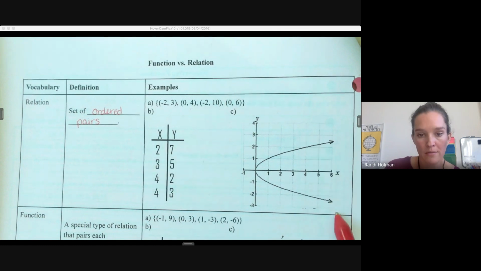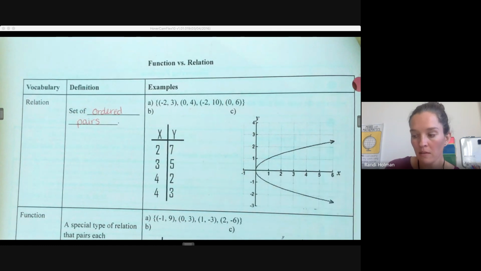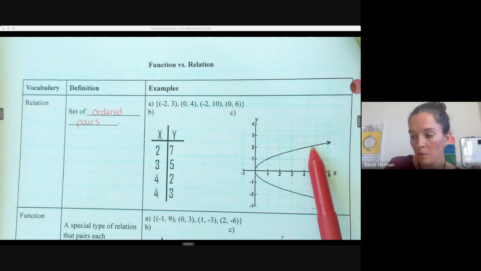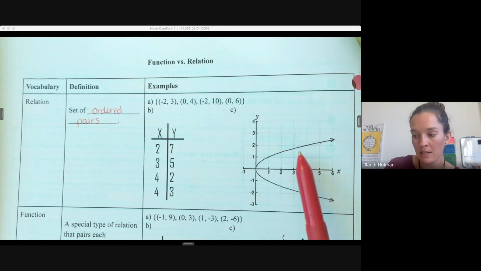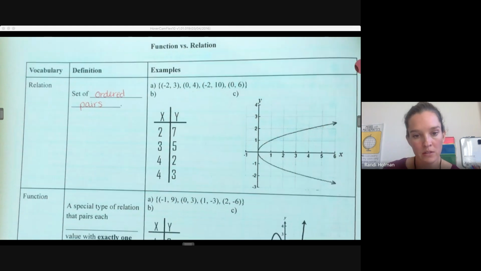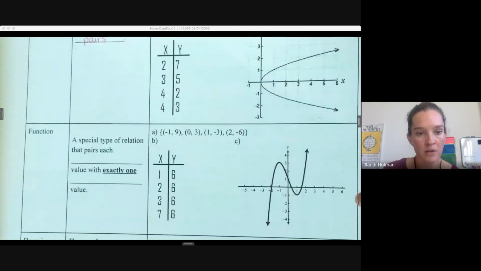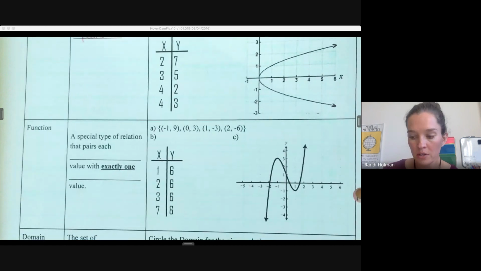It could also be a graph, right? This is just a relationship between infinitely many points. Each of these little points here on a graph has an x value and a y value that goes with it. So we're going to be more concerned today about functions because functions are a specific type of relationship that is going to be more helpful and more important.